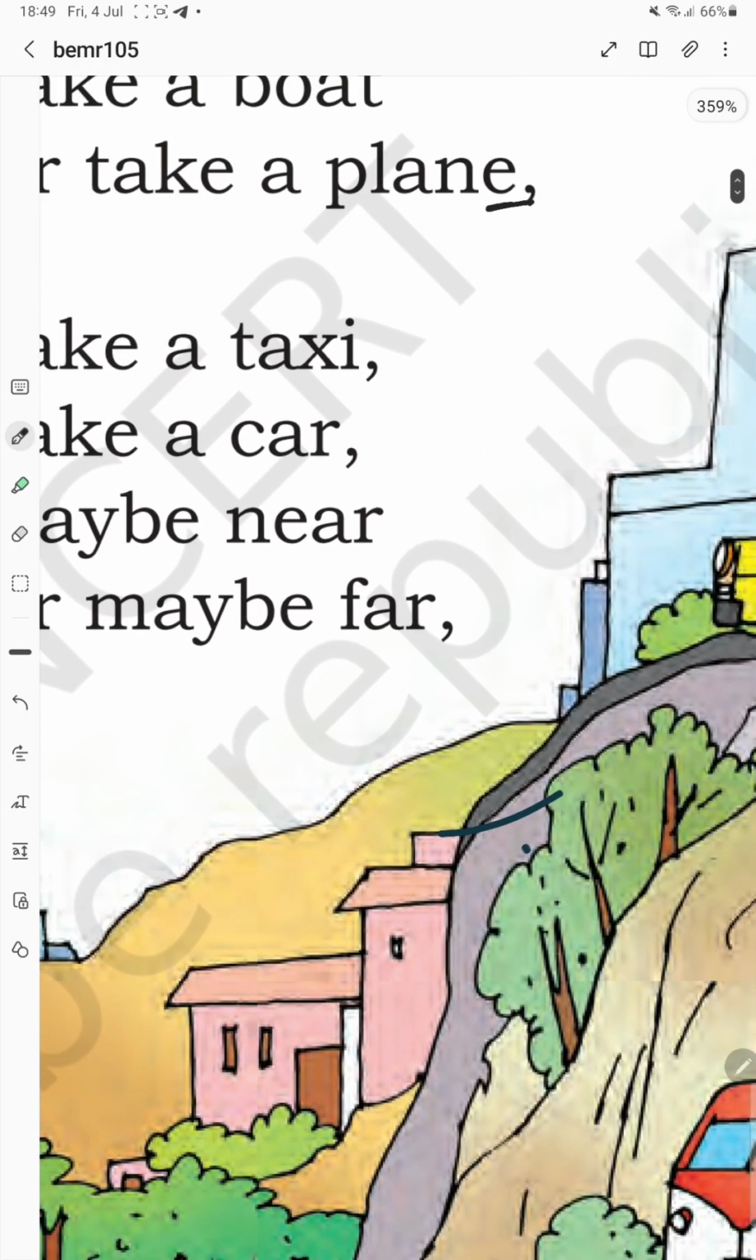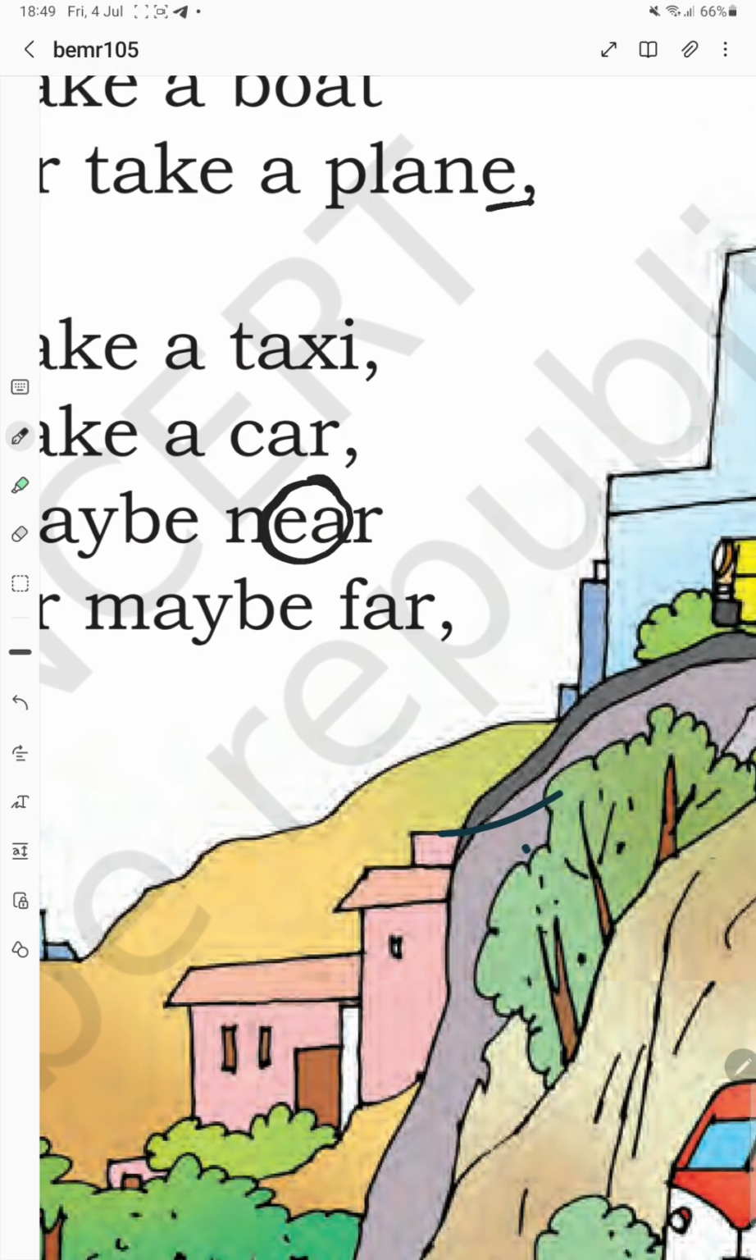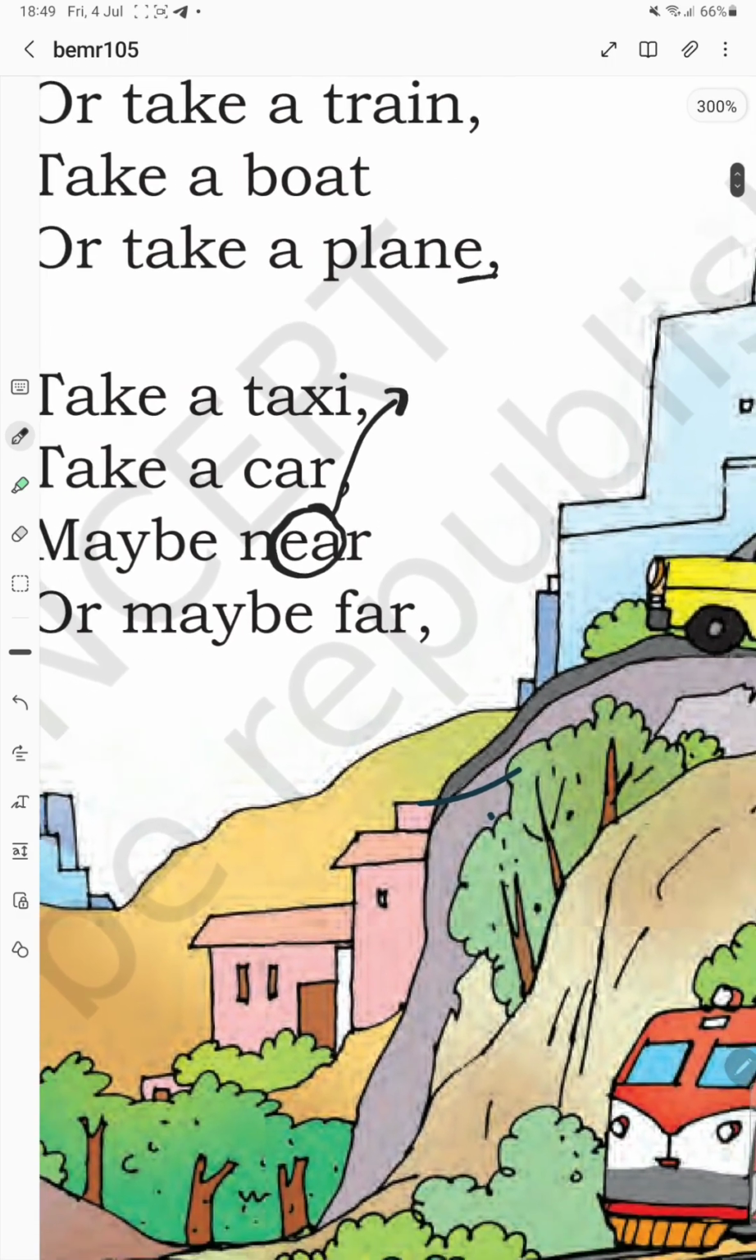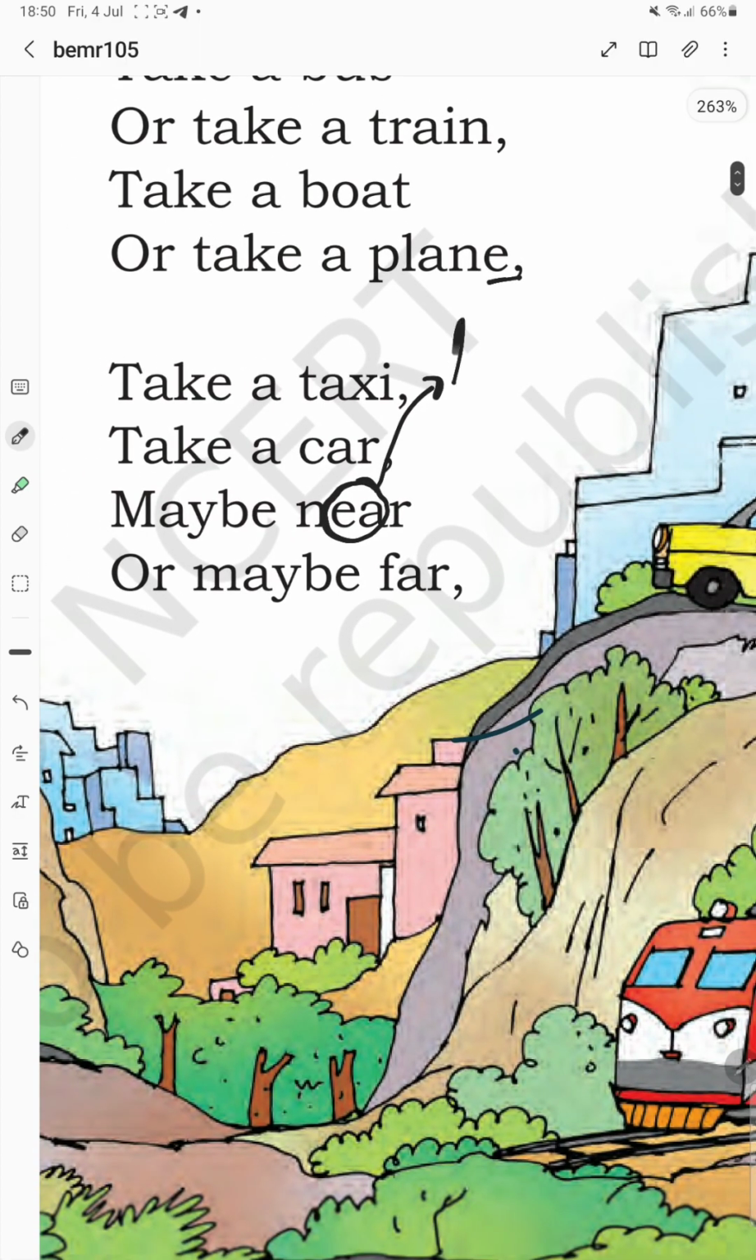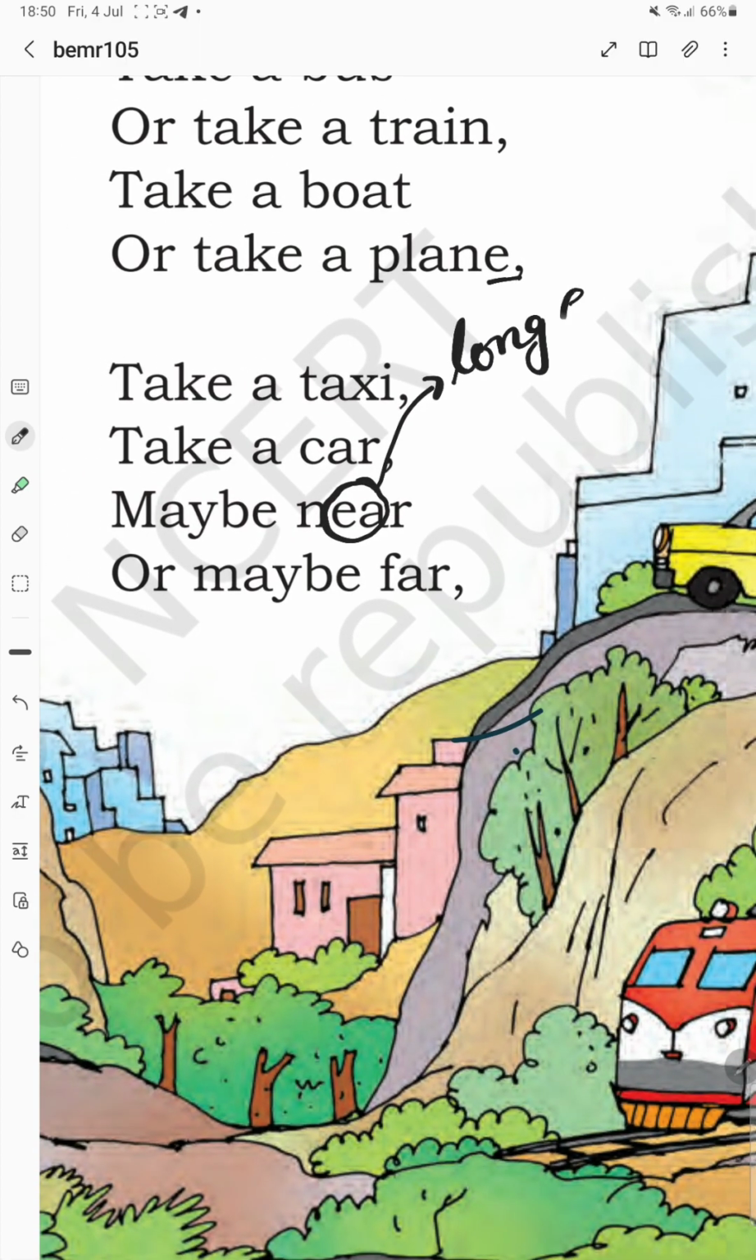Again, the sound of these two letters E and A is very confusing. Why? Because it also gives so many different sounds. Like sometimes it gives long E sound, and sometimes it gives short E sound, and sometimes it gives long A sound, long A.